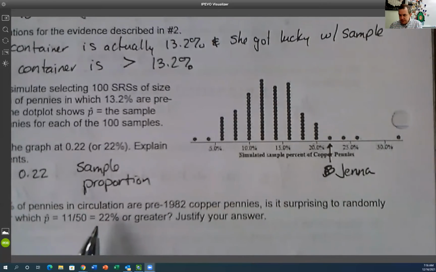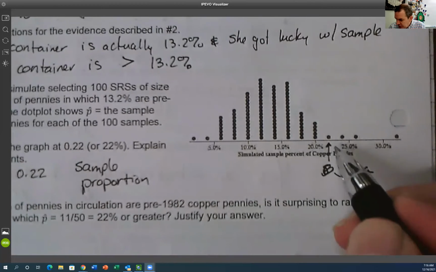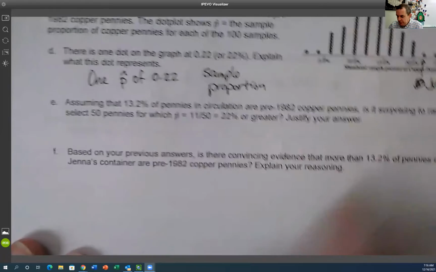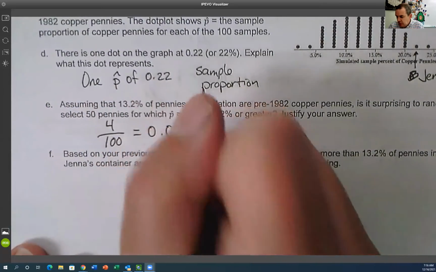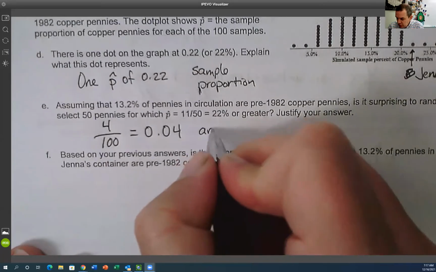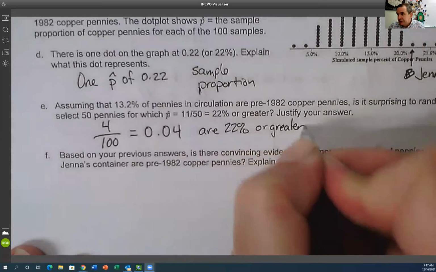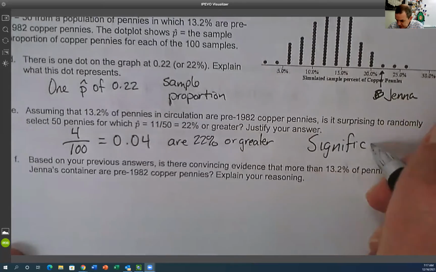Assuming that 13.2% of the pennies are pre-82, is it surprising to randomly select 50 pennies for which 22% or greater are pre-82? So again, how many of them are 22% or greater? We got 1, 2, 3, 4. In that case, we end up with 4 out of 100, or 0.04, are 22% or greater. Remember, our magic number is 5%. This is a significant result.